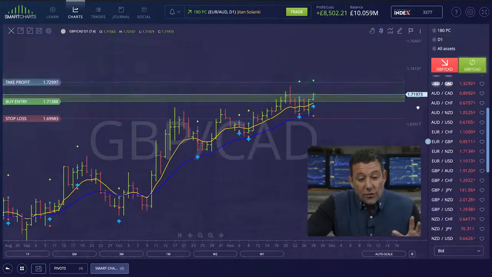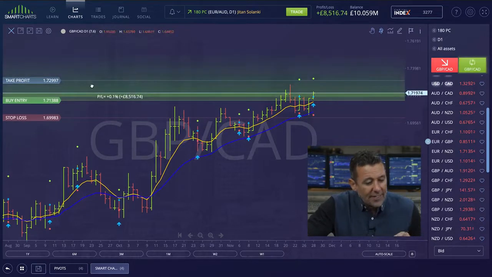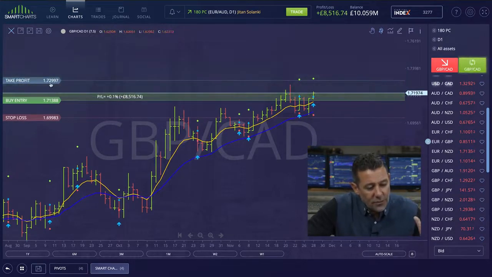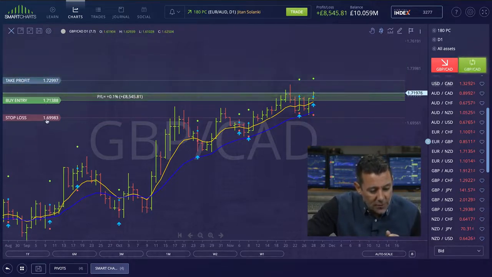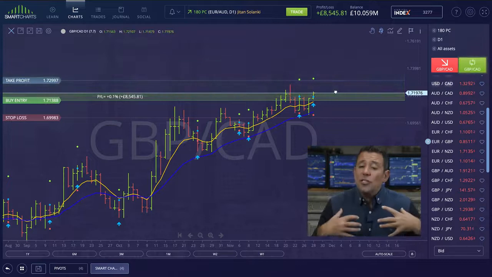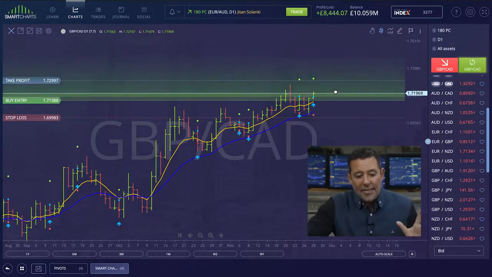So let me just show you the entry of this trade. So I'm up 8,502 currently. The take profit is 172.99. The buy entry was 171.38, and the stop loss there is 169.98. So that position will run now for me automatically until it reaches completion at the green dot.